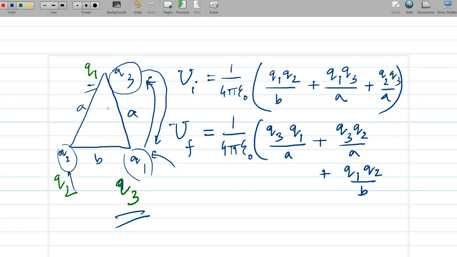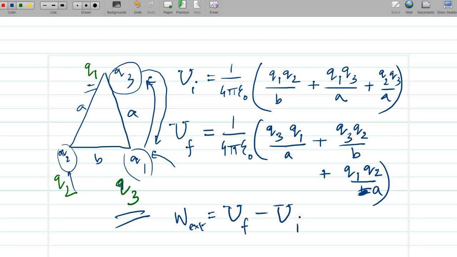So in the presence of Q3 and Q1, then bring Q2. So Q3, Q2. Oh yeah, here it is. This should be a B, right? So the distance between Q3 and Q2 in the new position should be B. Okay, and Q1 and Q2, that should be A. Right, that should be A. Yeah, that seems correct. So W external, which is UF minus UI.